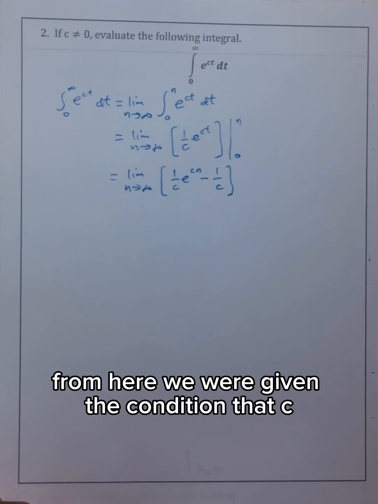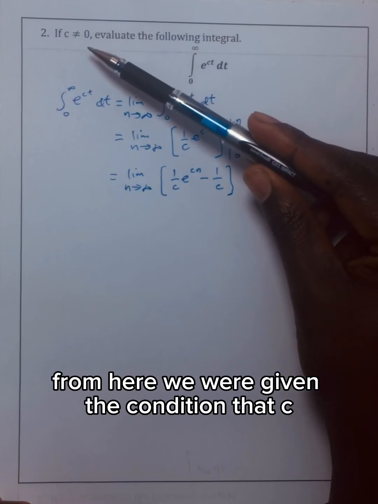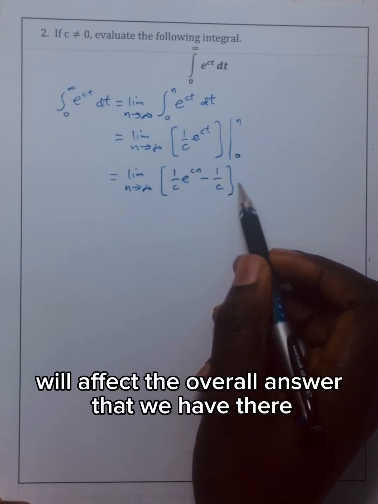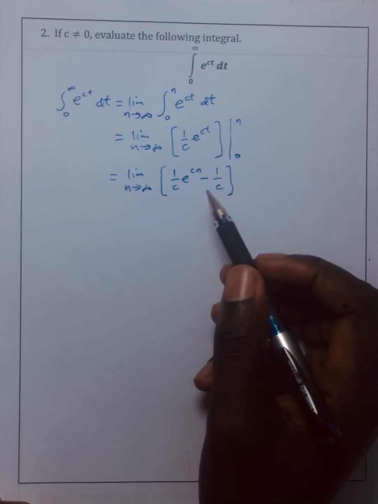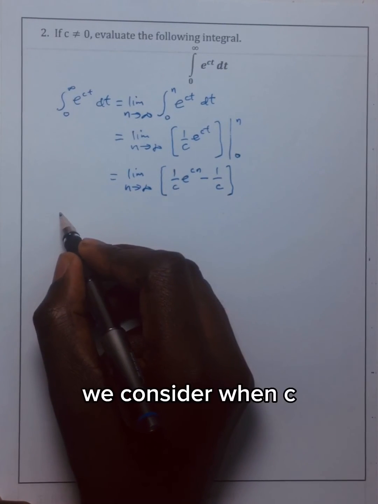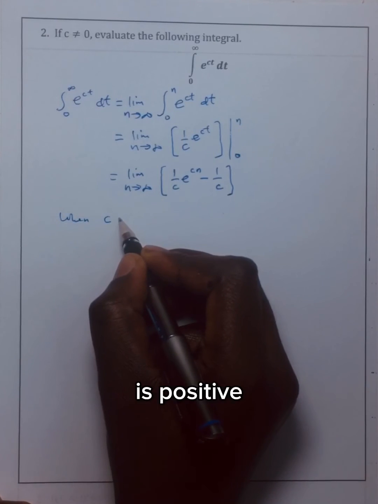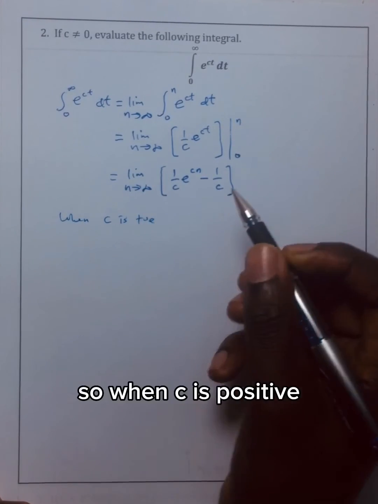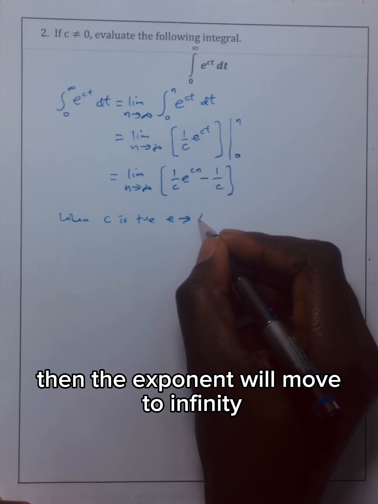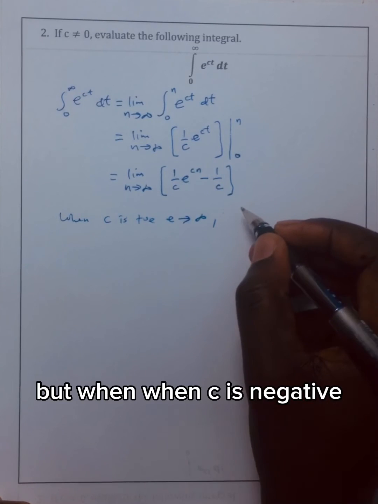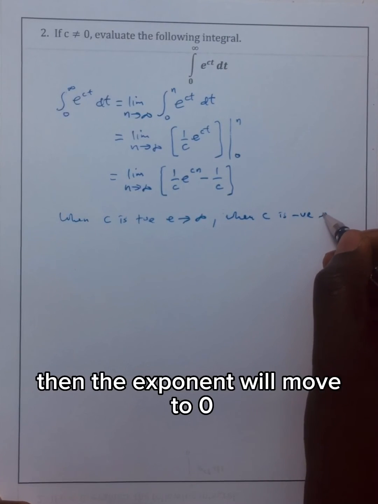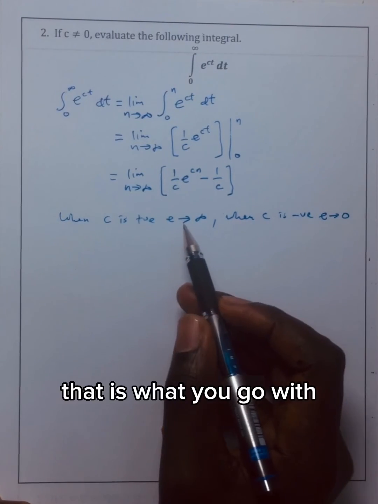So from here we were given the condition that c must not be equal to 0. So it means the value of c will affect the overall answer that we have there. So we're just going to consider the signs of c. So we consider when c is positive. When c is positive, then the exponent will move to infinity, and we don't want that. But when c is negative, then the exponent will move to 0. So that is what we go with.